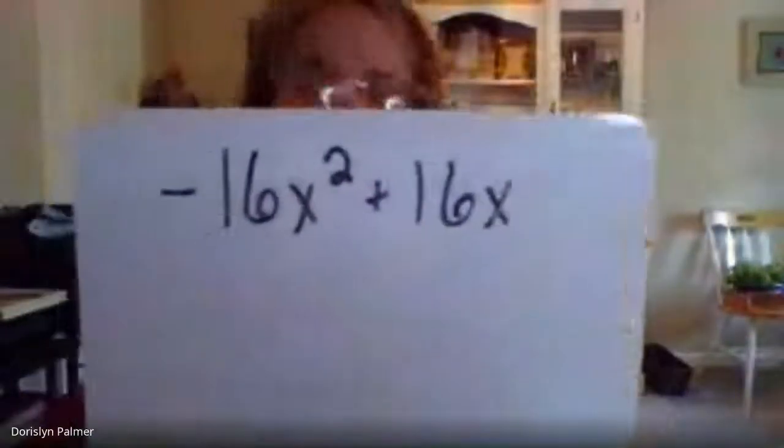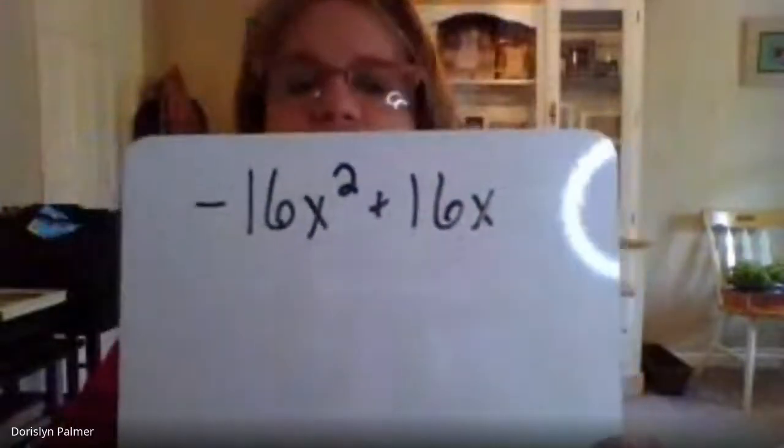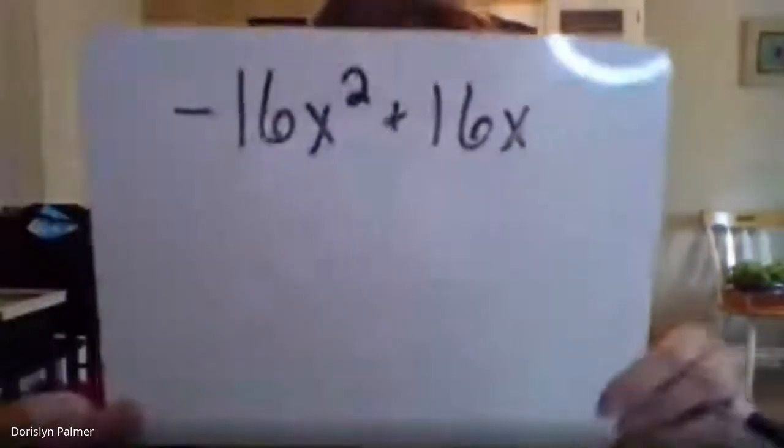A football is kicked into the air. The height of the football in feet after x seconds can be modeled by the expression negative 16x squared plus 16x. So you can write that down. That's the expression. This is just one that I'm giving you, and so this isn't in your book. You're just writing this expression down.